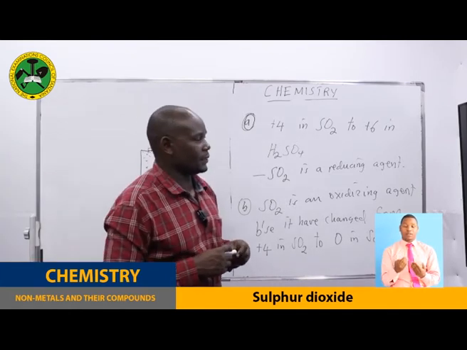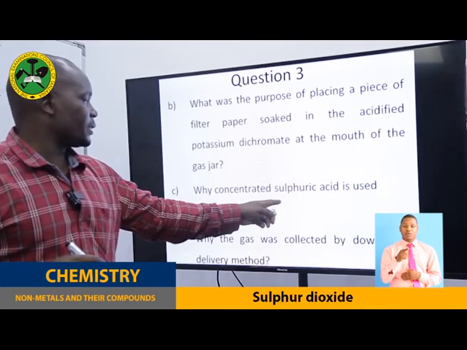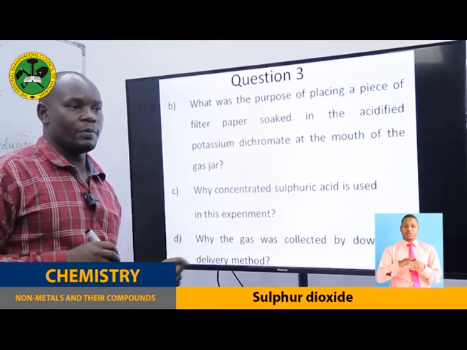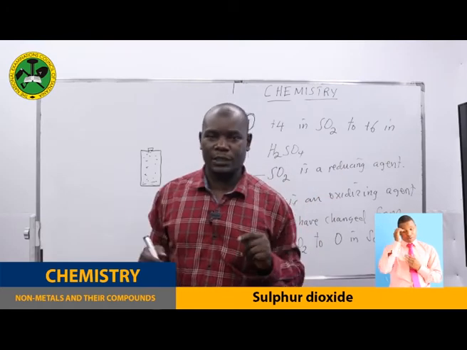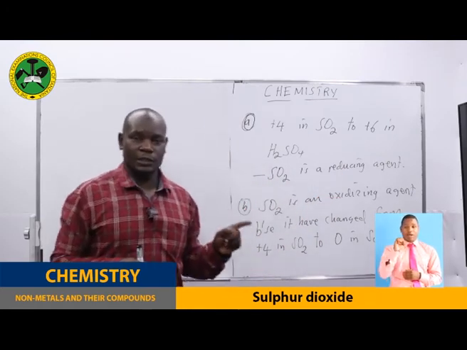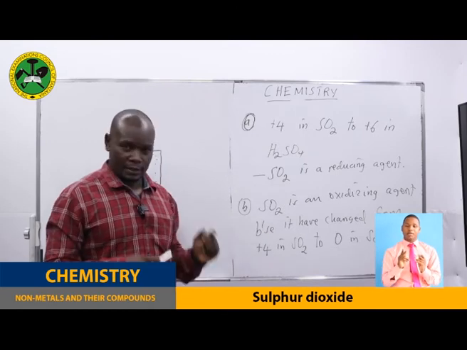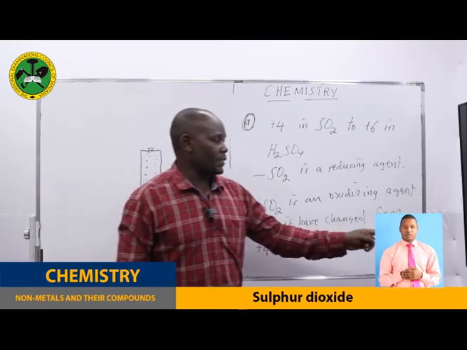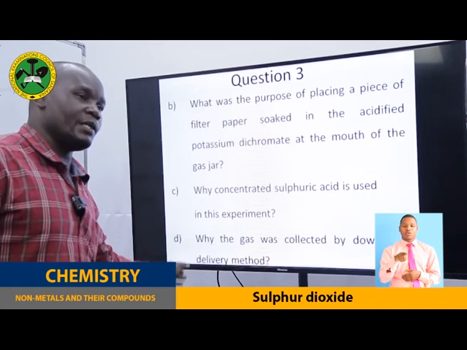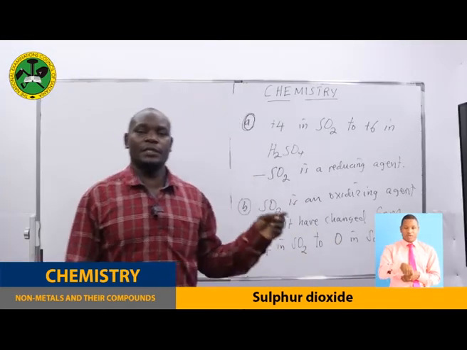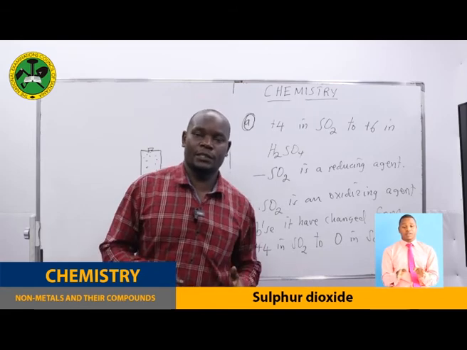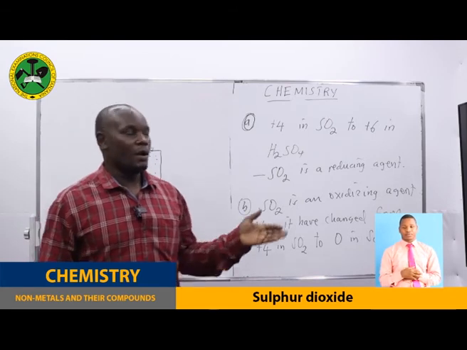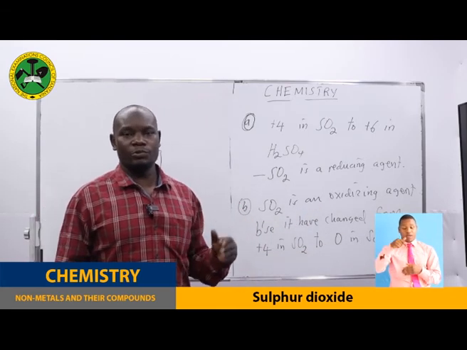Now we have part C, that why concentrated sulfuric acid is used in this experiment. Do you remember about the preparation of sulfur dioxide? We said that concentrated sulfuric acid is used as a drying agent. So in this experiment, it was used as a drying agent. But part D is that why the gas was collected by downward delivery method. Downward delivery method is a method specifically for all gases which are denser than air. So sulfur dioxide is denser than air. That's why we use downward delivery method to collect it.